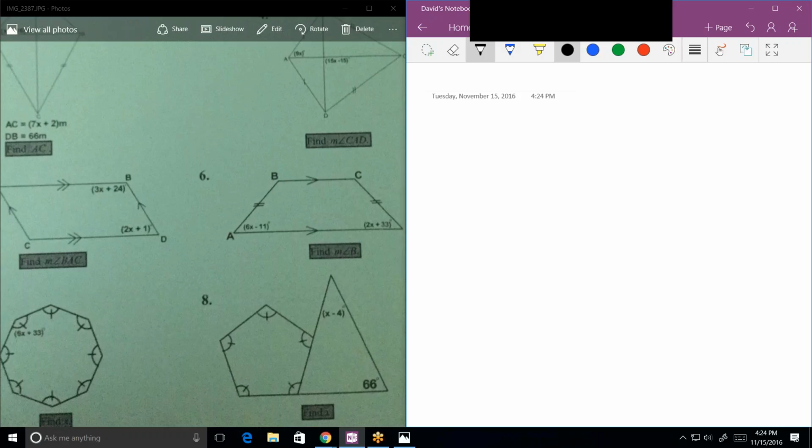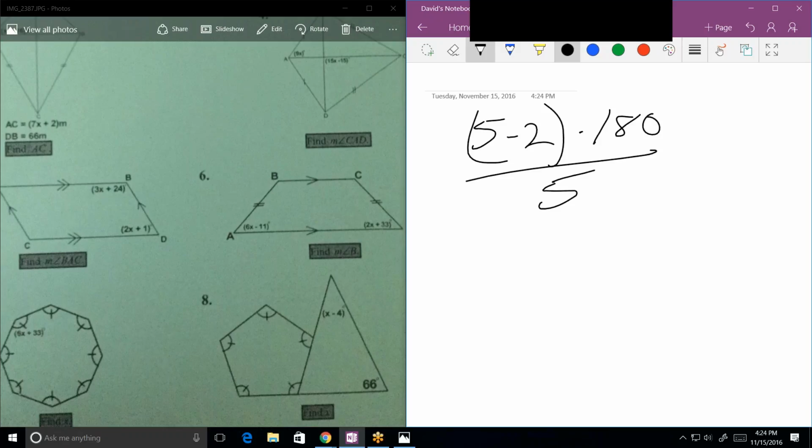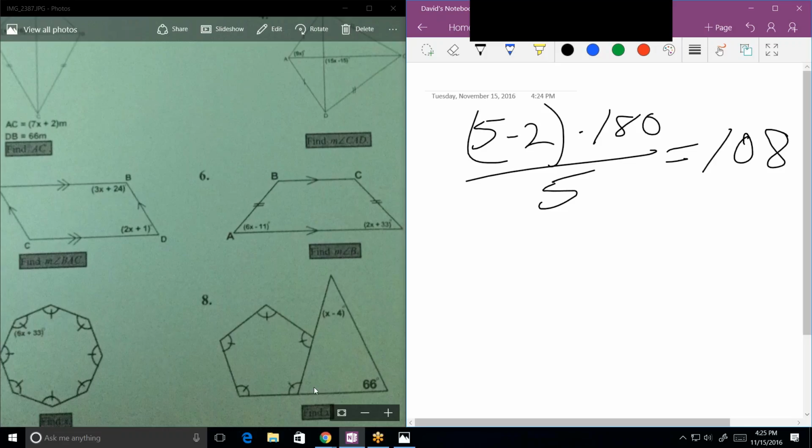5 minus 2 times 180 over 5. So 540 divided by 5, and that would have to be 108. Okay, that means that angle down here, that's a linear pair, must be 72. So that angle is 72.